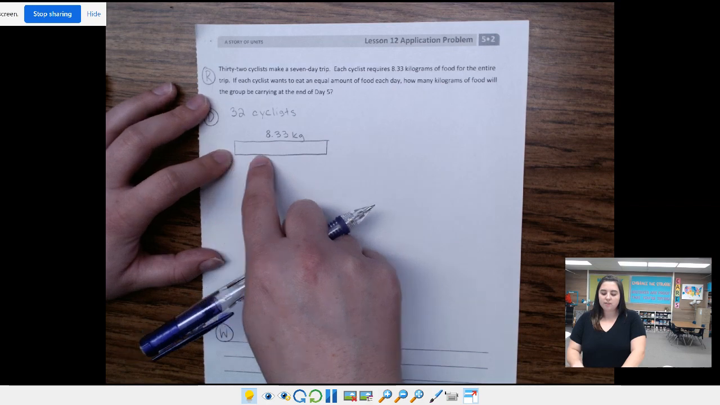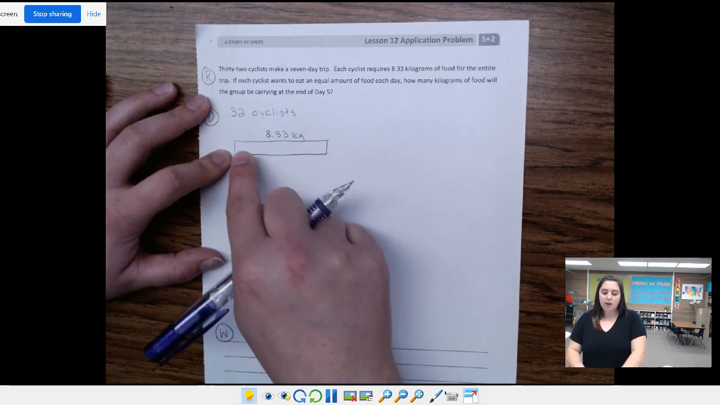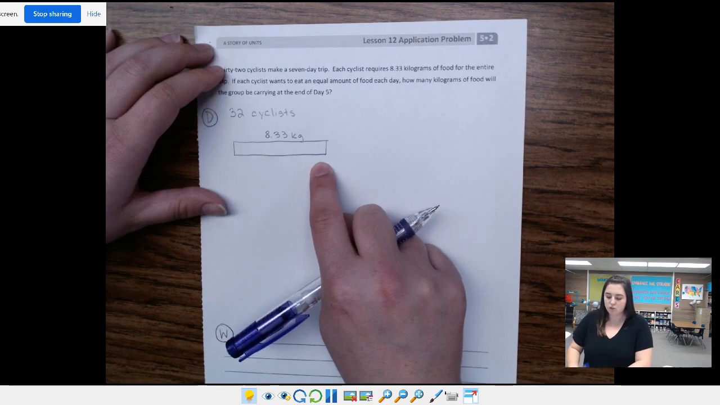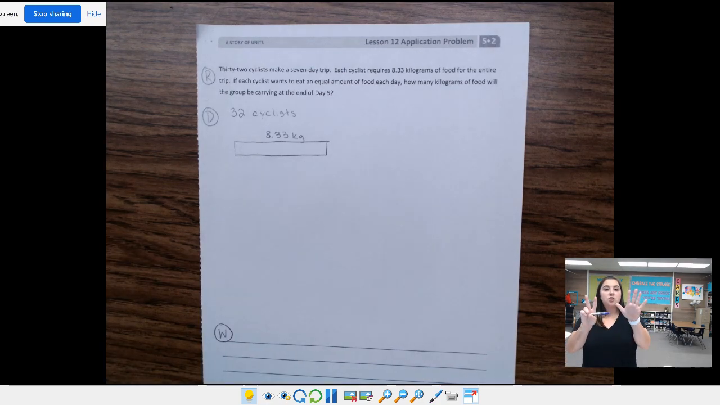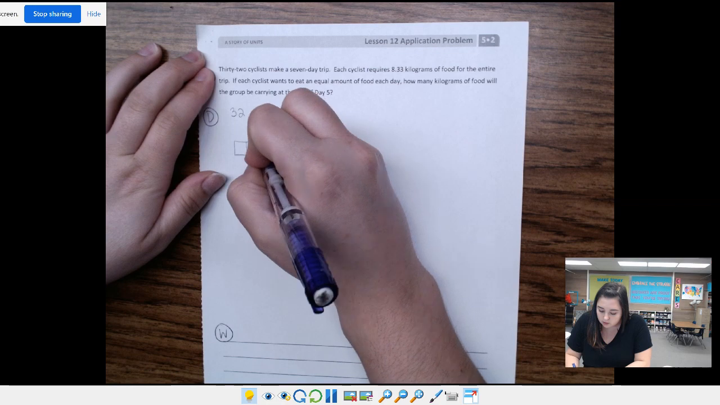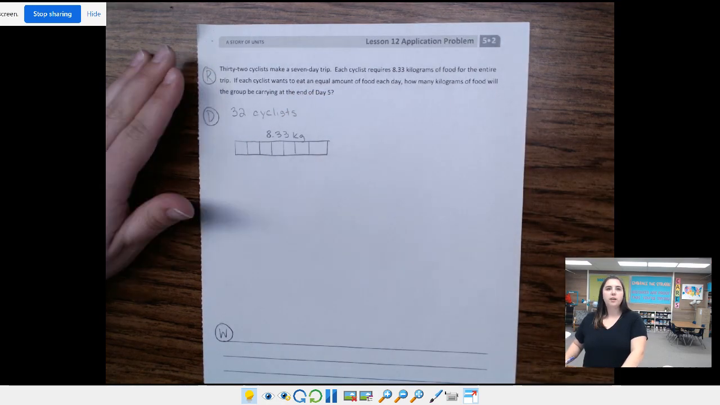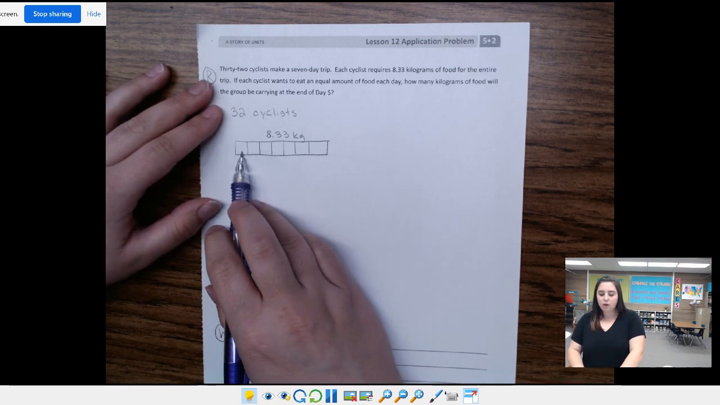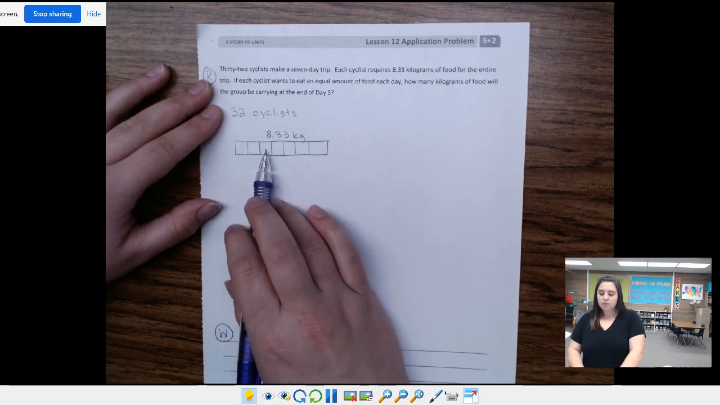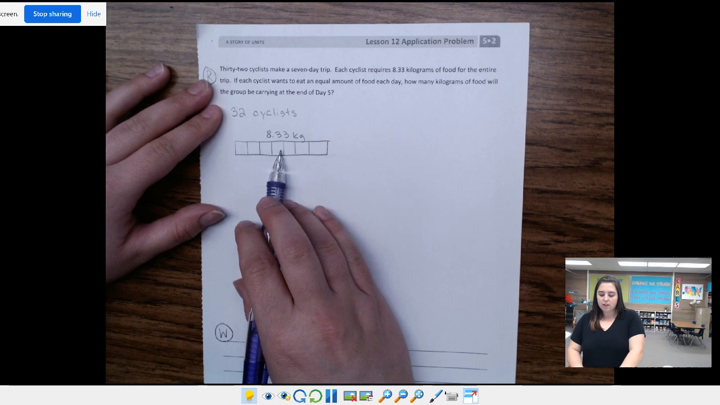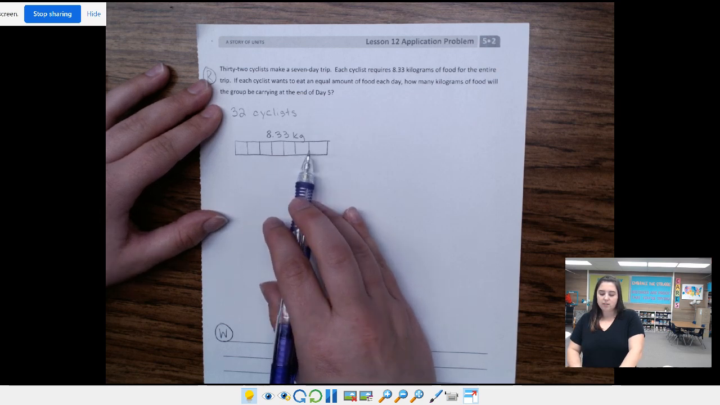So I'm going to draw this. If this is the whole trip, I'm going to divide this into 7 sections. If I want 7 sections, I need to draw 6 lines. So I'm going to do 1, 2, 3, 4, 5, 6. Yeah, that's pretty good. So there's my 7 days. Day 1, day 2, day 3, day 4, day 5, day 6, day 7.